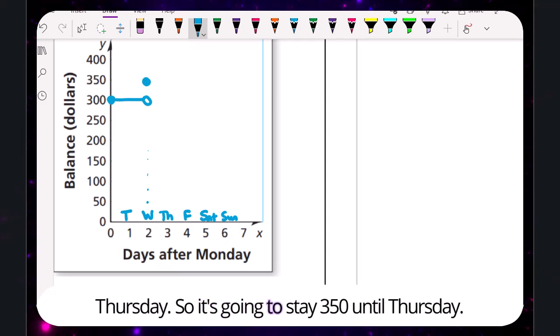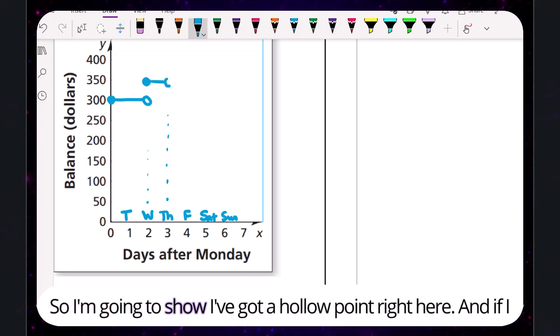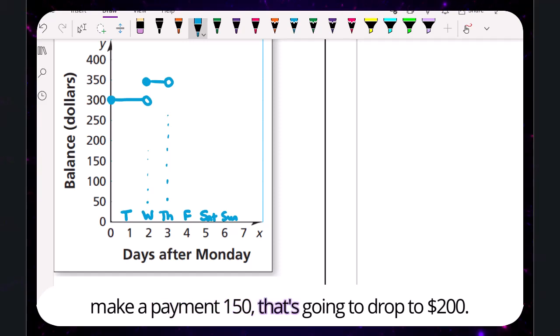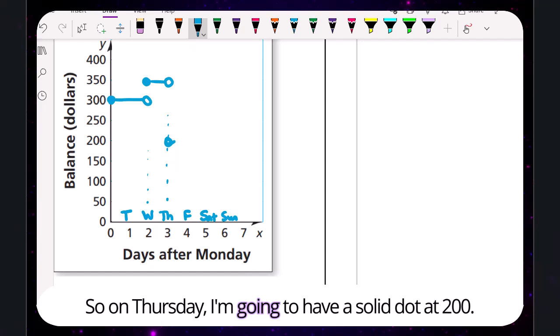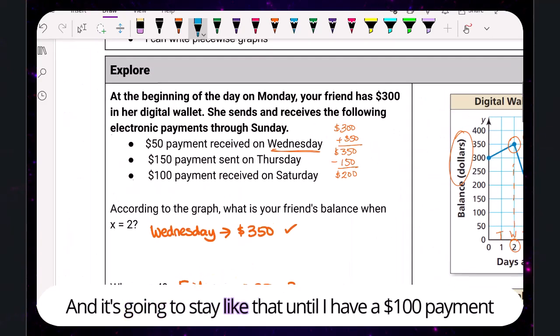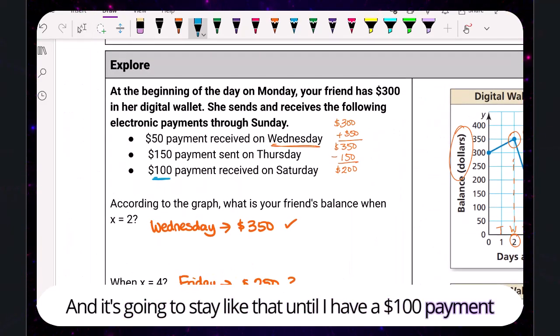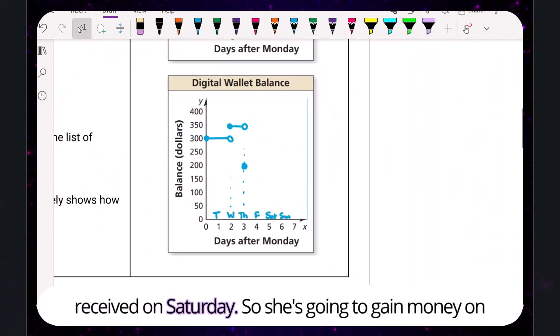So it's going to stay $350 until Thursday. So I'm going to show I've got a hollow point right here. And if I make a payment of $150, that's going to drop to $200. So on Thursday, I'm going to have a solid dot at $200. It's going to stay like that until I have a $100 payment received on Saturday.